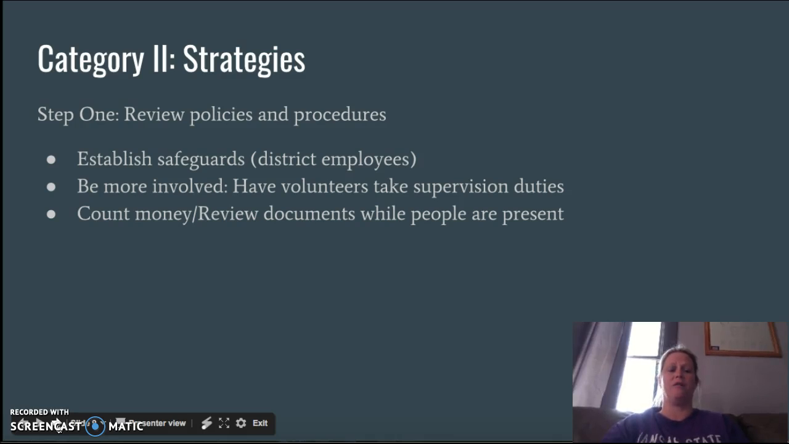He needs to be more involved. I understand that he has other events and he can't do all these supervisory things at these events, but maybe he needs to take more initiative to be involved in those types of things when it comes to monetary funds. He needs to count the money and review documents while people are present. I think waiting until the last minute probably wasn't a good idea.